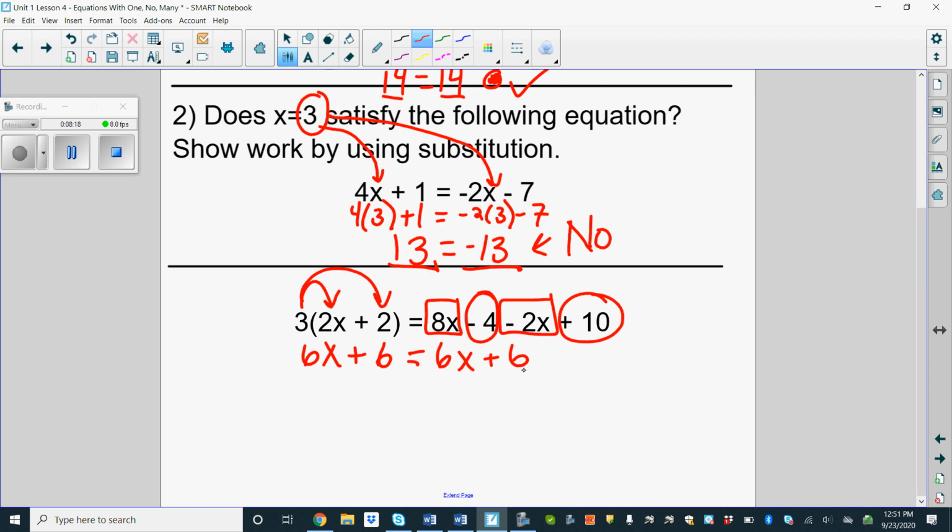Very good. So now I'm going to just continue solving. Minus 6x. It wouldn't be wrong to move the numbers first, but we prefer you to move the x's. And then we minus 6x. So on both sides they cancel out. And we have 6 equals 6. 6 equals 6, yeah. That's correct.